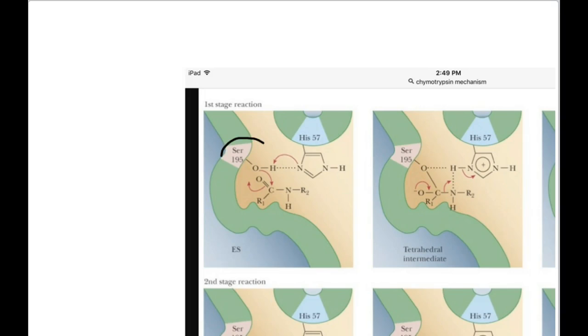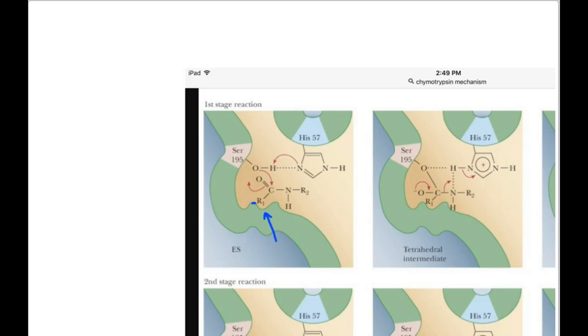We've got serine 195. It has a hydroxyl group on it, and that hydroxyl group is going to act as an attacking nucleophile. That's the hydroxyl group right here. So we'll be coming back to that in a second. And we have a hydrophobic pocket. A number of you said that it was the hydrophobic pocket that you really didn't understand.